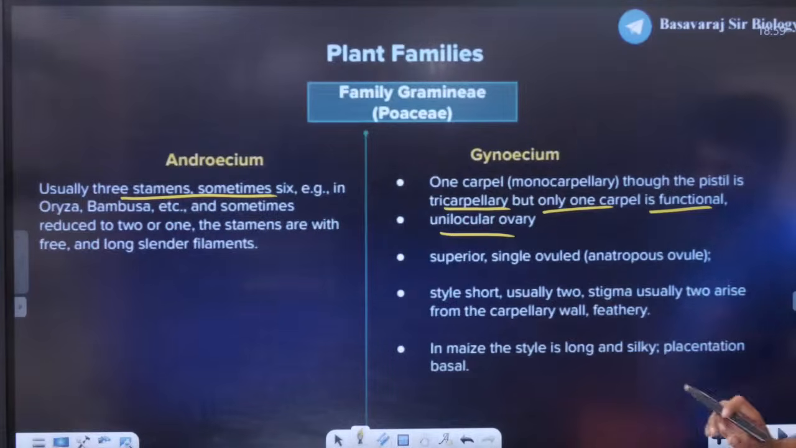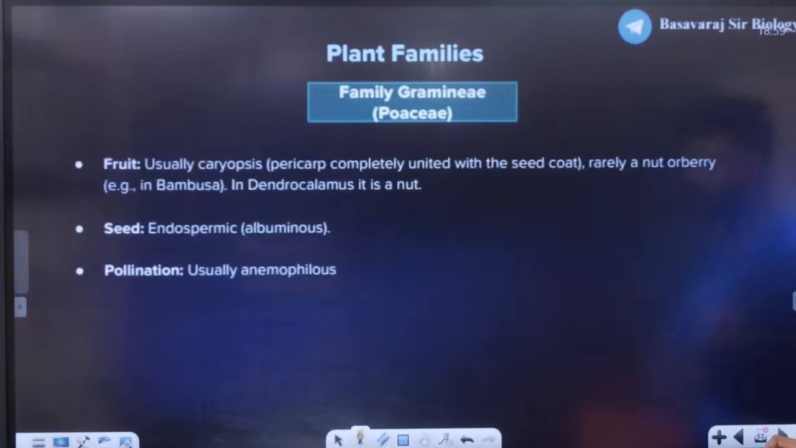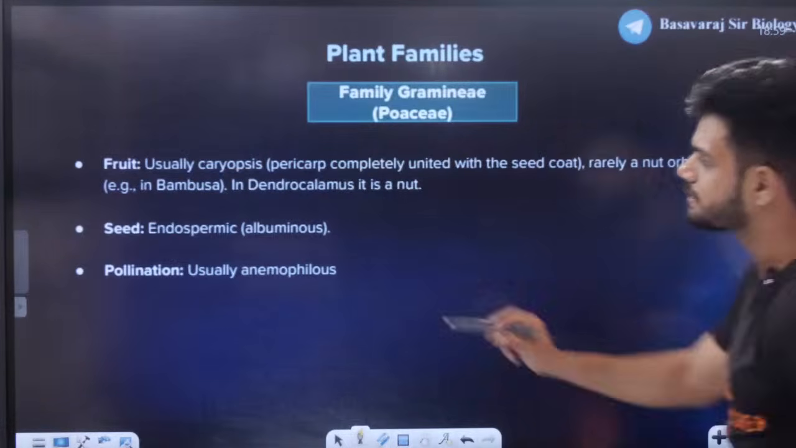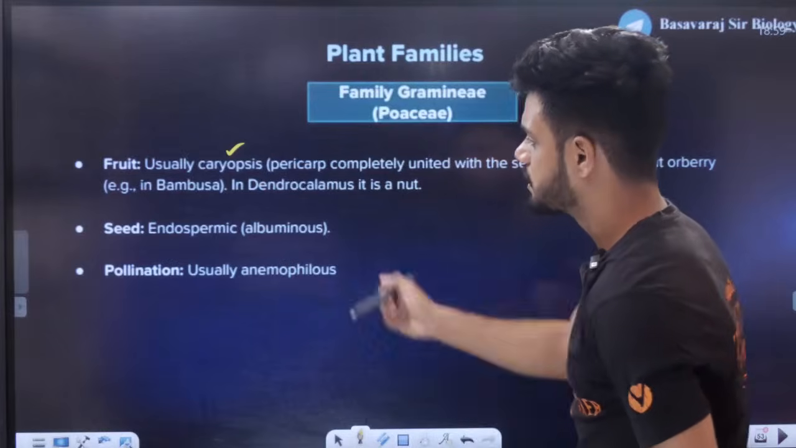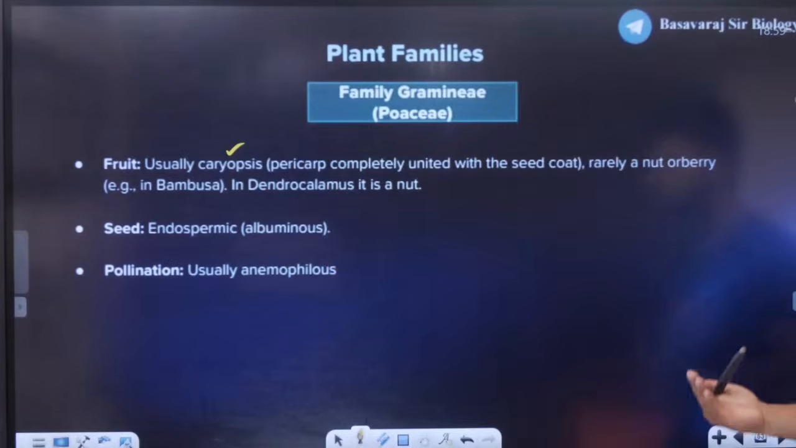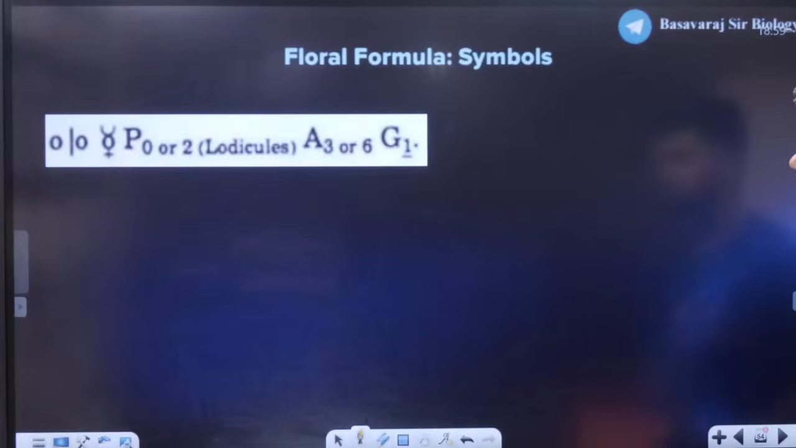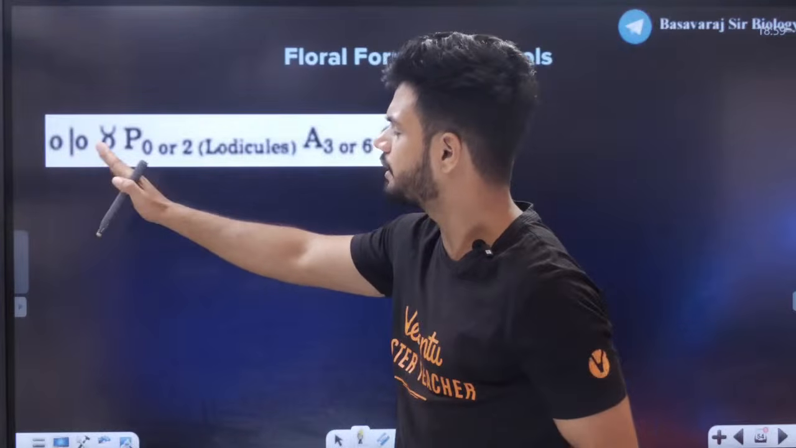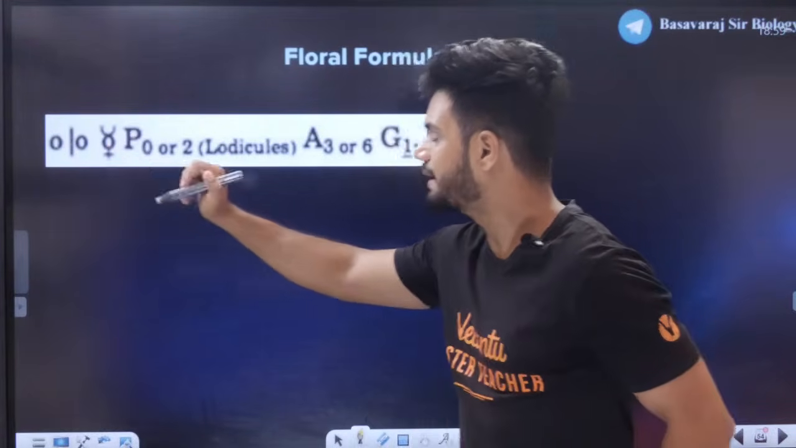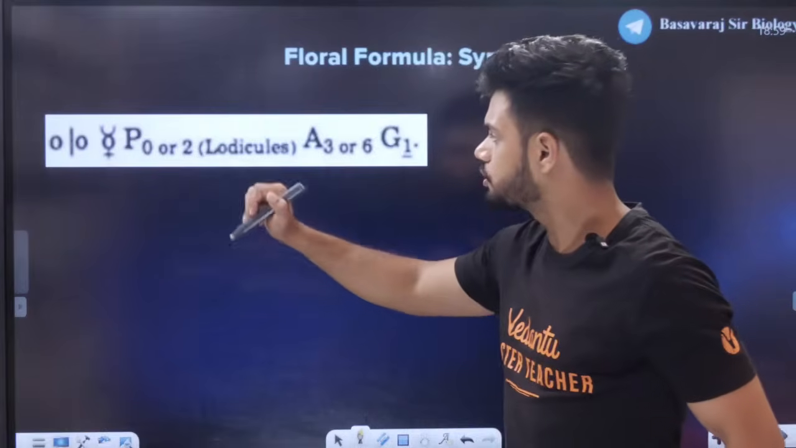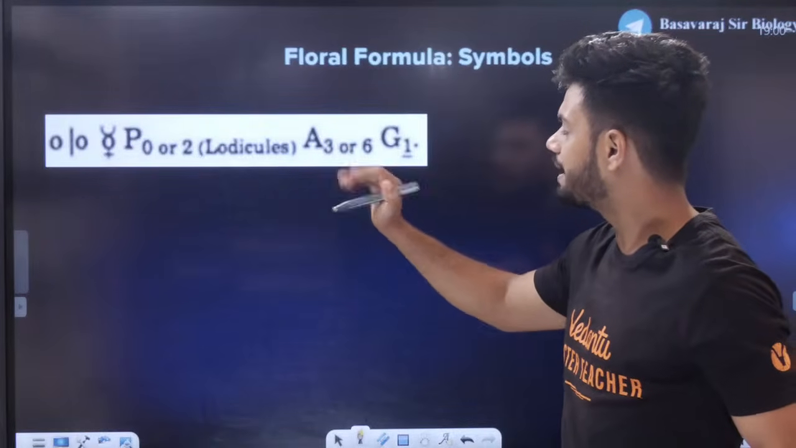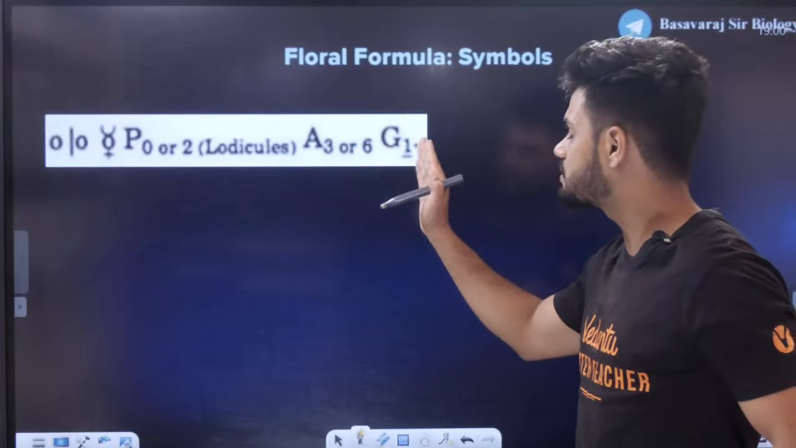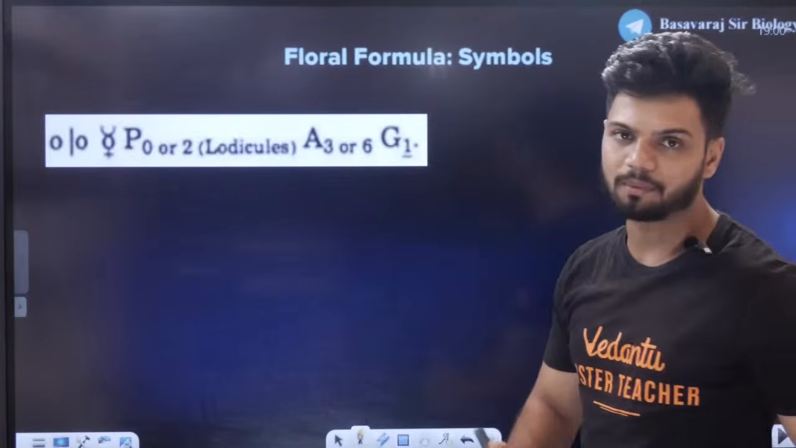Superior, single ovule. Now see here. Fruit is usually called caryopsis, which you eat. Seed is endospermic, endosperm is present here. This is basically your zygomorphic, bisexual flower. Perianth is usually seen here. Lodicules can be present there. Androecium is 3 or 2 to 6. Gynoecium is going to be superior, monocarpellary.